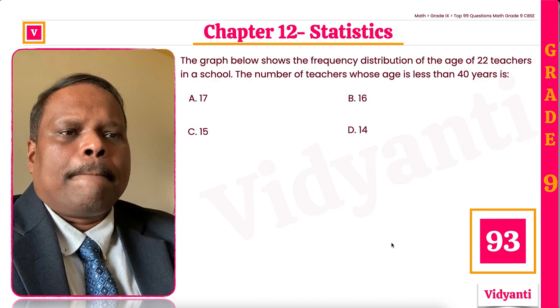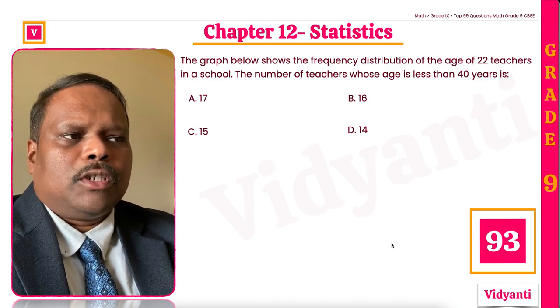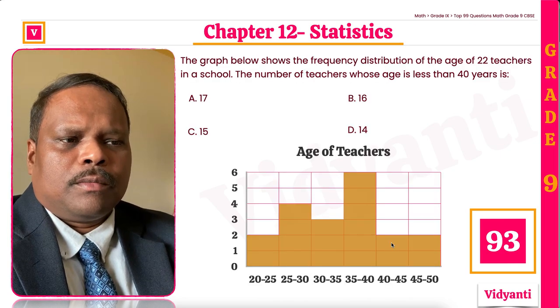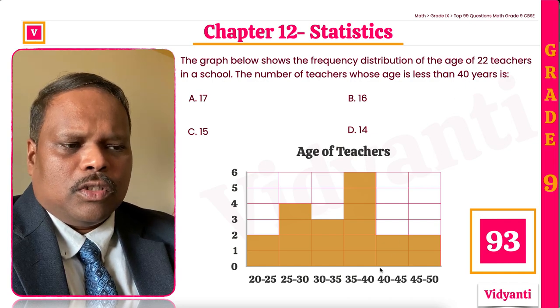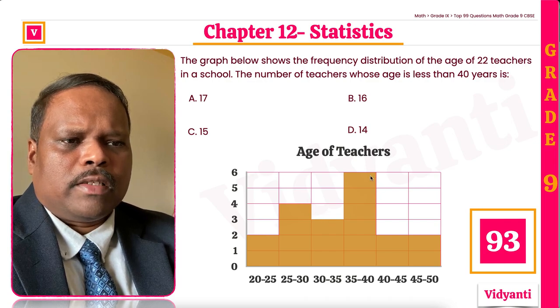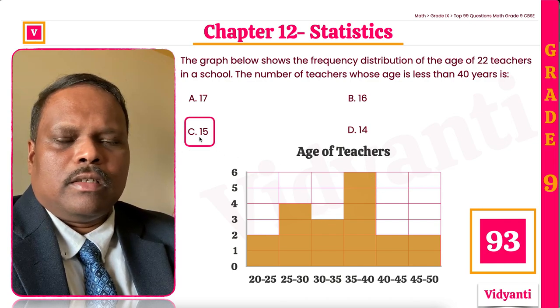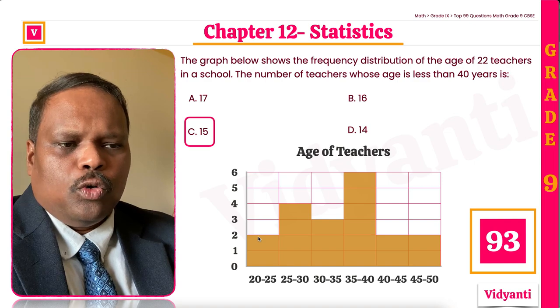The graph below shows the frequency distribution of the ages of 22 teachers. This is the graph. Now we have to find out how many teachers there are whose age is less than 40. So this is 40 to 45, and less than 40 is all those people. So that will be 2 plus 4 plus 3 plus 6, which is 15.